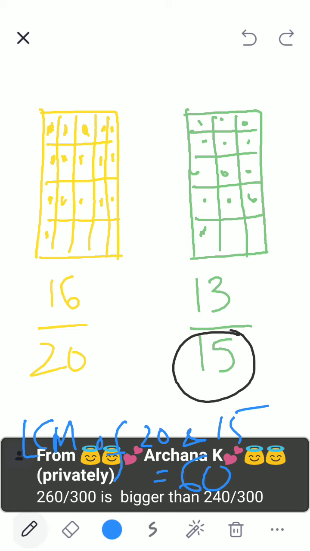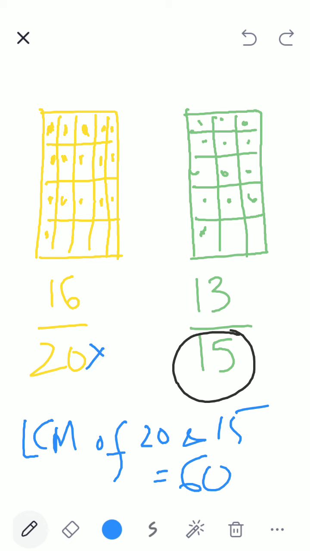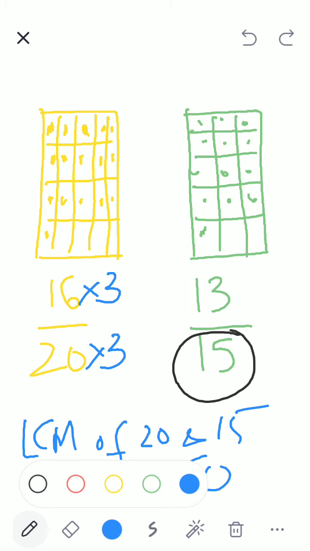Please go ahead. 20 into 3 equal to 60. So obviously I will have to put 16 into 3. Correct? To convert to like fraction, I have to multiply numerator and denominator by 3. Okay, next.